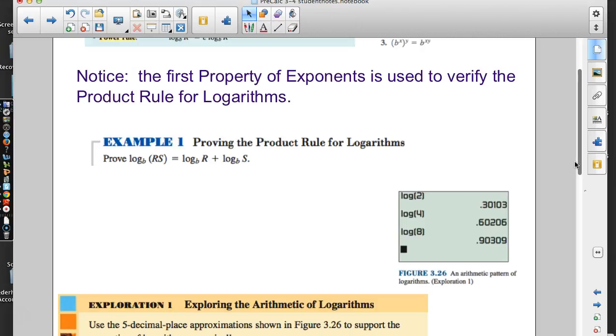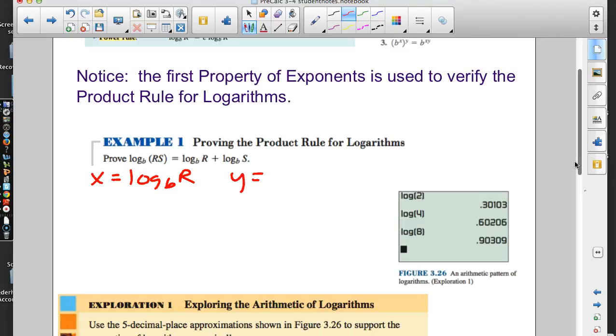So when I look at this and think, okay, I can't use logarithms for this, so maybe I'll start by saying that x equals logarithm base b of r, and y equals logarithm base b of s. Okay, not supposed to use logarithms to prove logarithms. Well, I could snail shell. I mean, I can do that. So I've got x equals logarithm base b of r. That would be b to the x equals r.